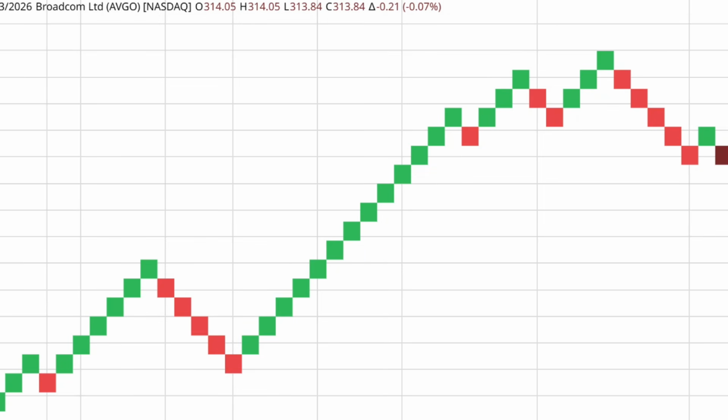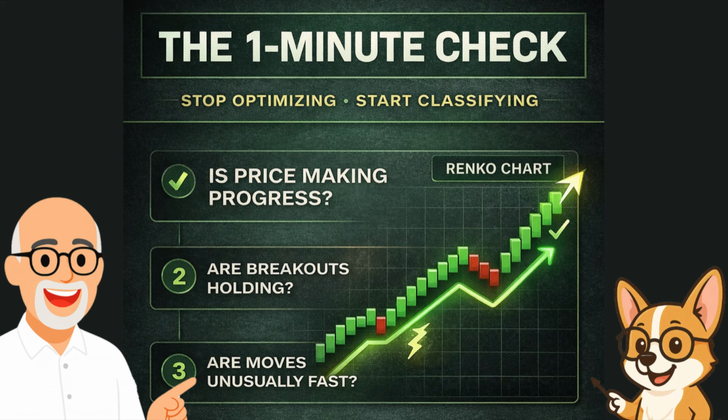Next, let's talk about the 1-minute checklist. Here is the simple framework I use. Before I take a trade, I ask. Question 1. Is price making consistent progress in one direction? If yes, I may be in a trend. Question 2. Are breakouts holding or snapping back? If they keep snapping back, I am likely in a range. Question 3. Are moves unusually fast and violent? If yes, I treat it as high volatility and adjust size or confirmation rules. This classification takes less than a minute, but it prevents hours of frustration.